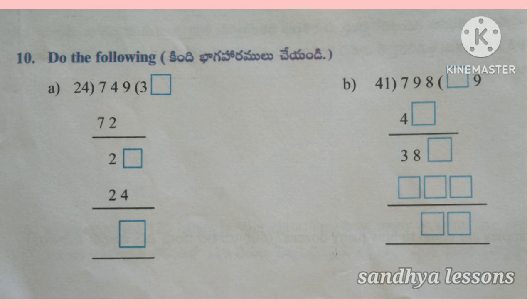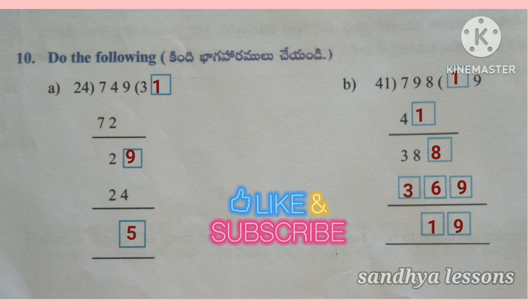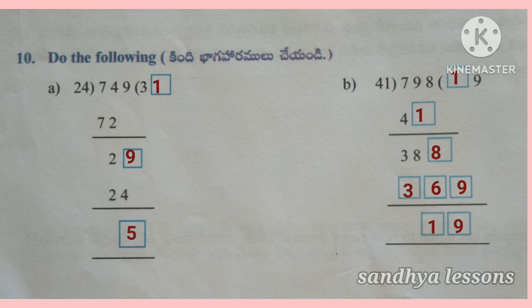10th problem, do the following. A, division 749 divided by 24. When we divide 749 by 24, we get 31 as quotient and remainder is equal to 5. B, division 798 divided by 41. When we divide 798 by 41, we get 19 as quotient and 19 as remainder.